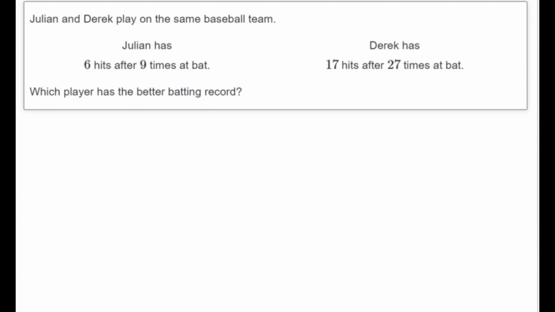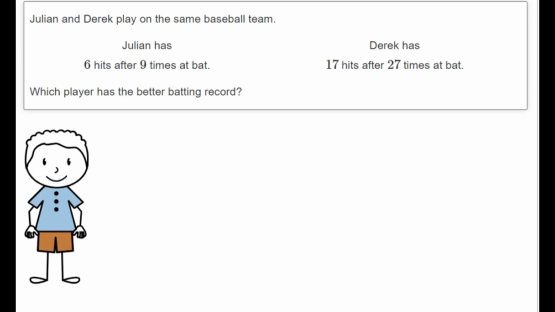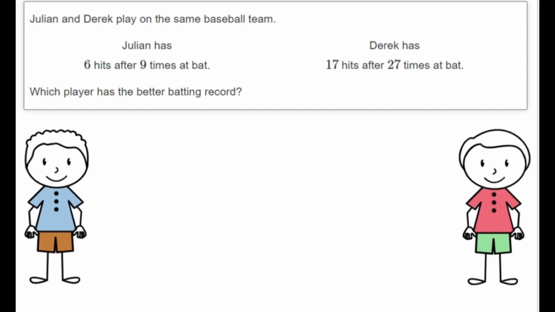Let's begin this lesson by considering a question. Julian and Derek play on the same baseball team. Julian has 6 hits after 9 times at bat. Derek has 17 hits after 27 times at bat. Which player has the better batting record?